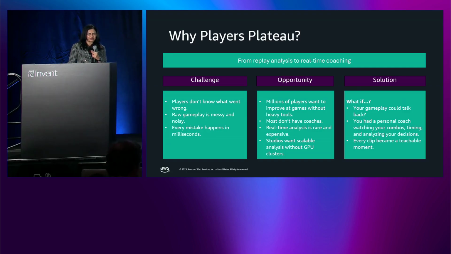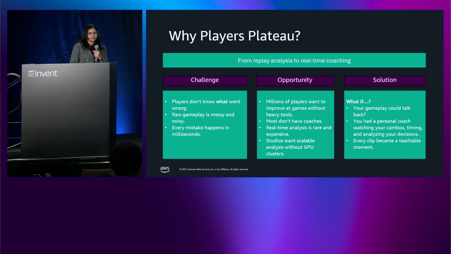And raw gameplay is actually very noisy. Most skill mistakes happen far too fast for players to even break down on their own. So that's where we have the opportunity. We have millions of players who want to get better. They don't have coaches, and they don't want to invest their money into these expensive tools or expensive software, which could also be complex to understand. Even studios don't want to invest in huge GPU clusters to build some scalable analysis.